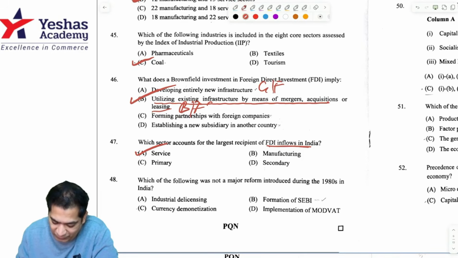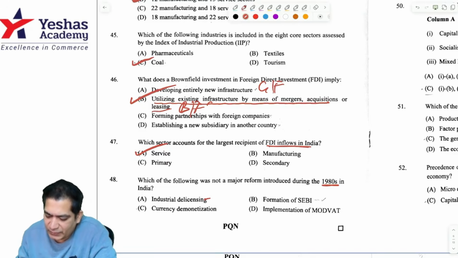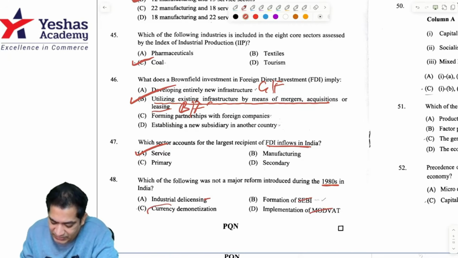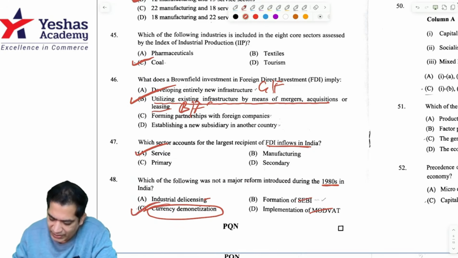Congratulations. Which of the following was not a major reform introduced during 1980? So all these things, industrial delicensing, of course, it picked up after the 1991 economic reform. Formation of SEBI, implementation of MODVAT also happened. Currency demonetization actually happened in 1978, pre-1980s. All right, so C is your answer.